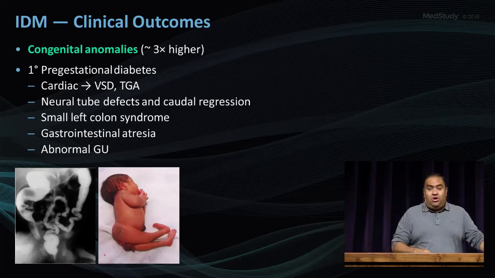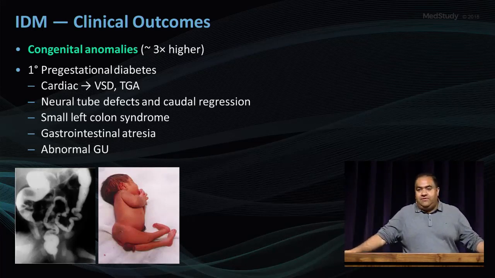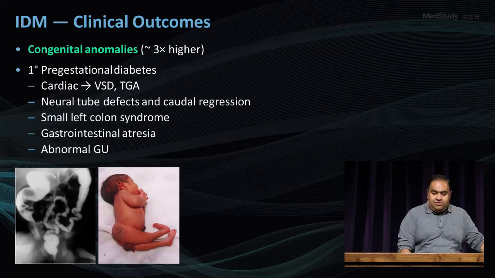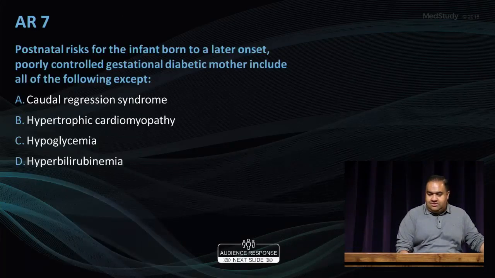Put a star next to small left colon syndrome. Think about this in an infant of a diabetic mom. They love asking this on the boards: what's a common GI complication of the small left colon? Gastrointestinal atresia and abnormal genitourinary anomalies.